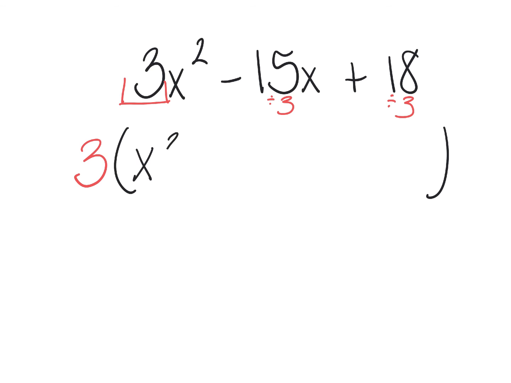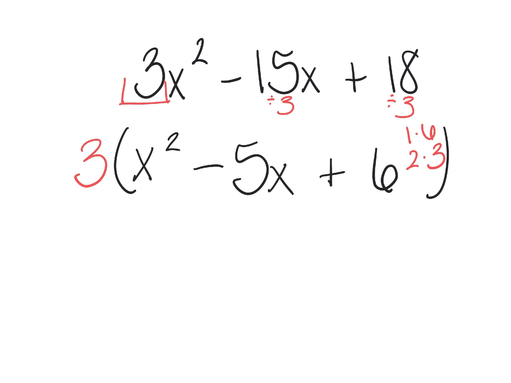Okay, so if I divide out my 3, I am left with 3 divided by 3 is 1, so we're left with 1x squared. I'm going to not put the 1x because it's understood to be there. 15 divided by 3 is 5. 18 divided by 3, and don't forget that negative sign there, is 6. Okay, so now I have my factors of 6.